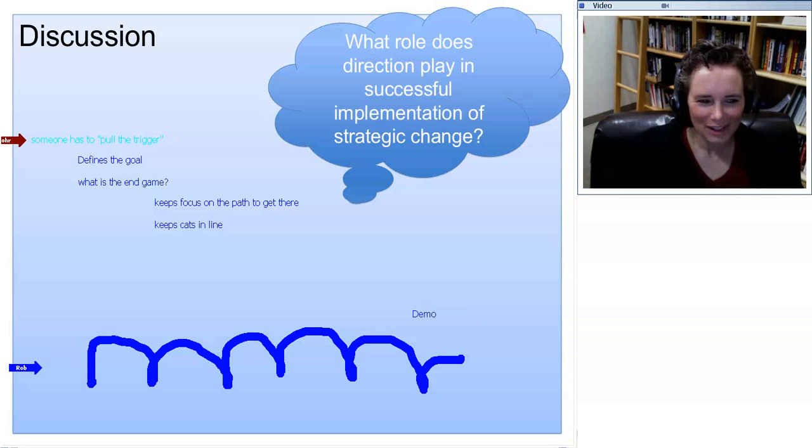So someone has to pull the trigger, right? Someone has to be the person kind of guiding all of this. They help to define the goal. What is it that we're trying to achieve? Keeps the focus on the path. All of these things are true. There's no doubt that they play a significant role in ensuring the success of the strategic change. But also, other than defining the goal and the end game, what else does it do? I mean, think about this.